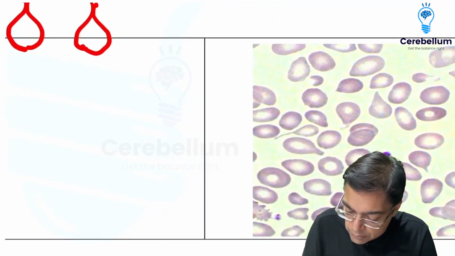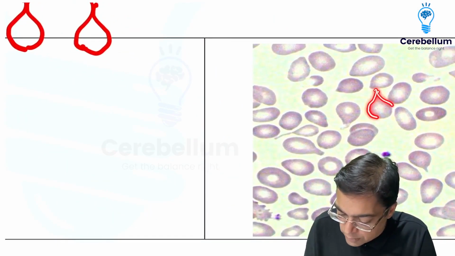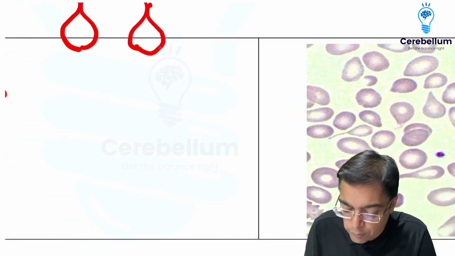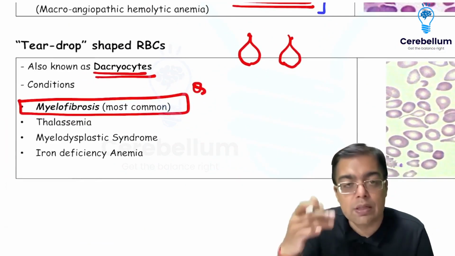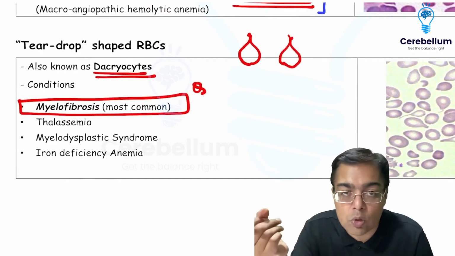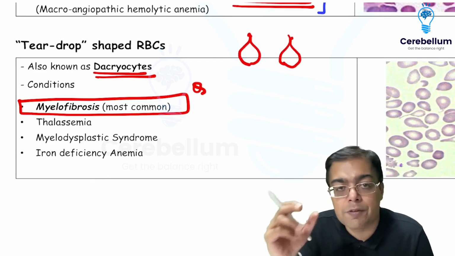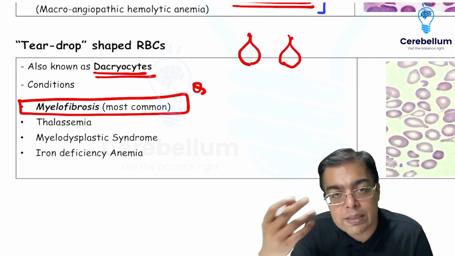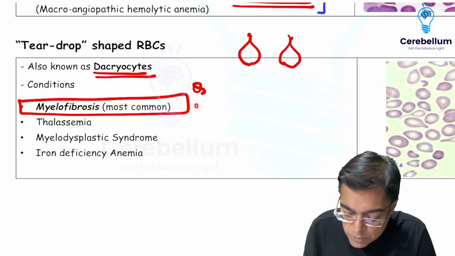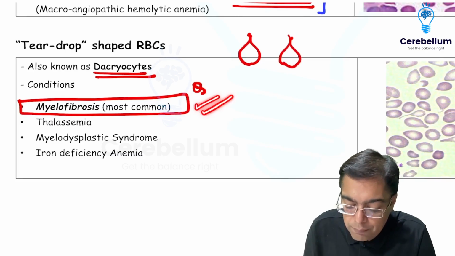So whenever we are thinking in terms of RBCs which have a tear shape, that is going to be associated with the presence of myelofibrosis. Of course, it can be seen in other conditions. For example, the patient has thalassemia. It can be associated with myelodysplastic syndrome as well. It can be associated with iron deficiency anemia as well. Why? Because in all these other conditions, you're going to have the presence of poikilocytosis, right? But the commonest is what you have to remember over here. That is going to be myelofibrosis.